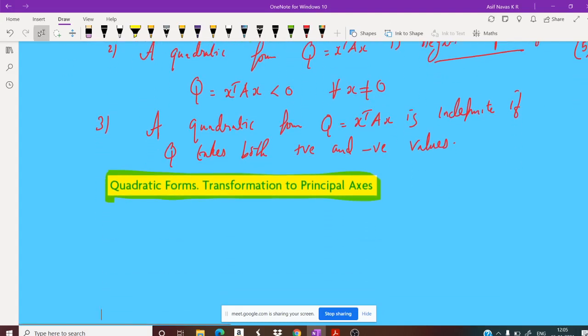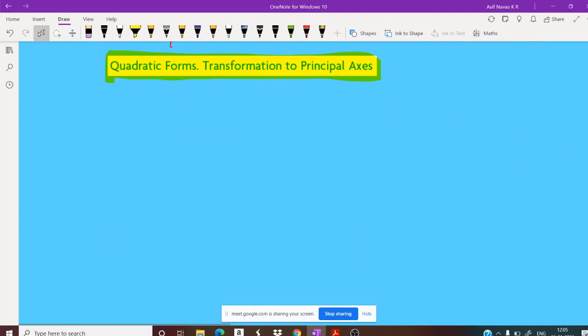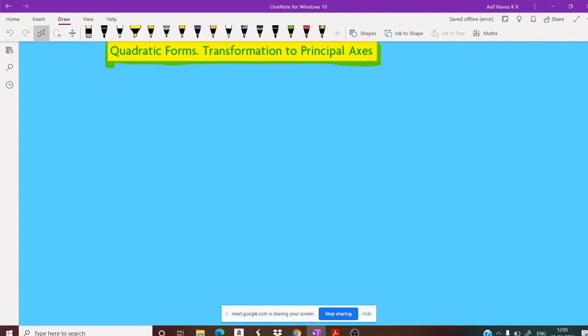So before going to that, I will give you a note, a result. We already studied diagonalization, right? So one result is: every symmetric matrix A is diagonalizable.